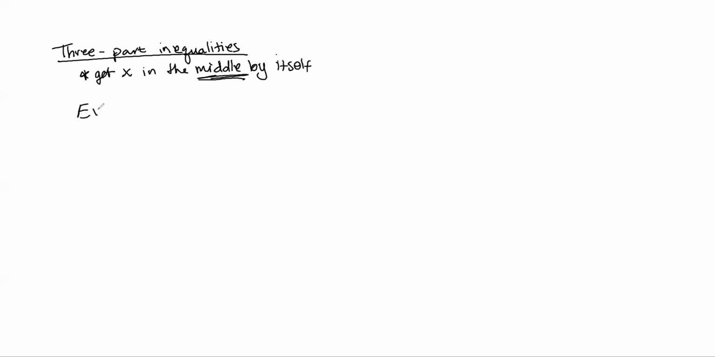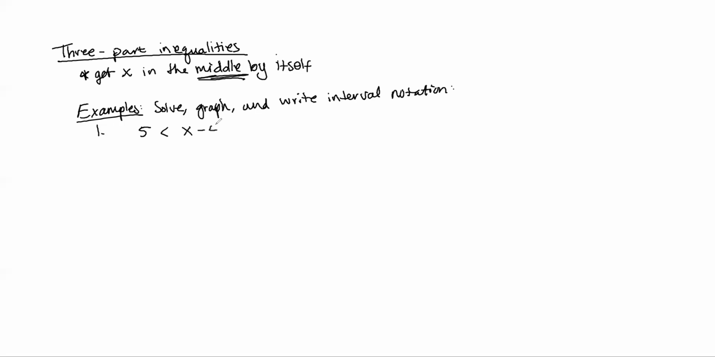So let's go ahead and look at some examples, and we're going to be doing the same thing where we solve, graph, and write the interval notation. Okay, so number 1 here, we'll just do a couple of these. They don't come up as often as the others. 5 is less than x minus 4, which is less than 9.